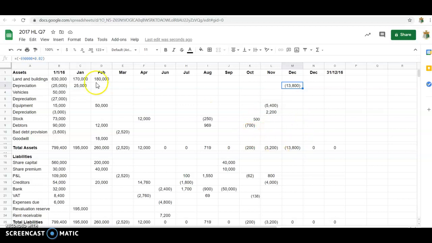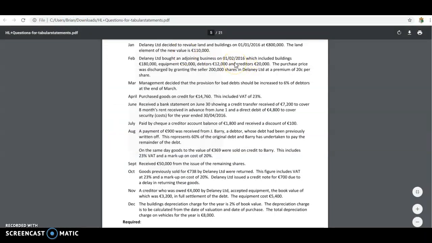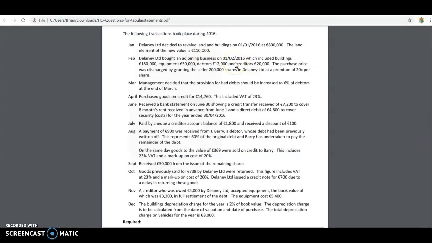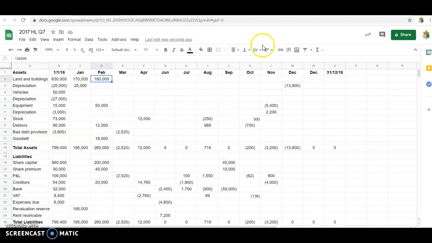But I've also got these new buildings, 180,000, that I got when I purchased the other business in February. So that happened on the 1st of February. It's nice seeing these questions; they won't have it halfway through the period or anything. So it's on the 1st of February. I've got buildings of 180 and they're depreciated from the date of purchase, so I'm going to depreciate them from the 1st of February to the end of December.